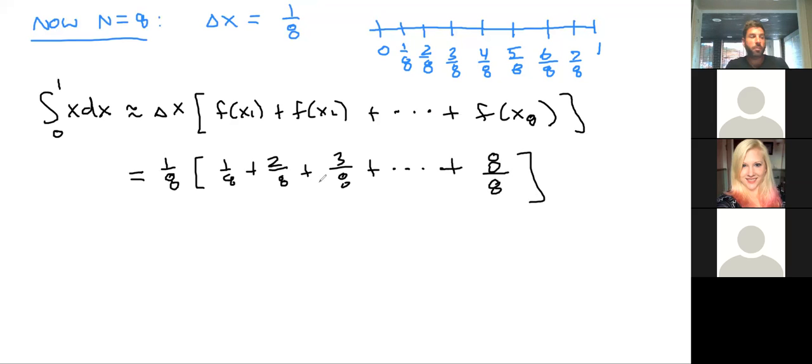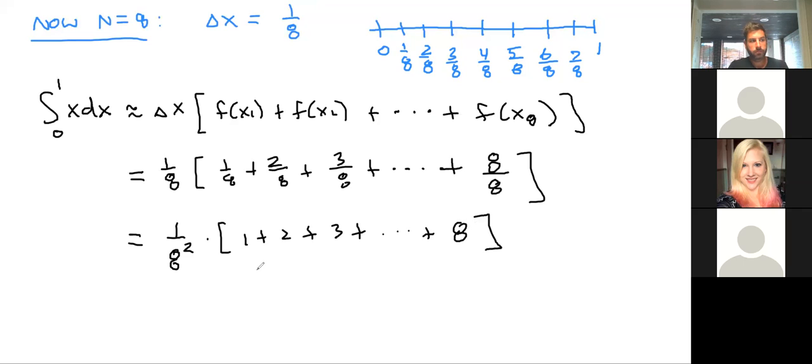And so just like on the previous page, look at the pattern. Pull out a 1/8. Now I'm left with 1 over 8 squared, and then it's just 1 plus 2 plus 3, 4, 5, 6, 7, up to 8. And now I can remember that formula, and this becomes 8 times 9 over 2. This is squared. And then, of course, once again, one of the 8s cancels downstairs, so you're left with 9 divided by 16.